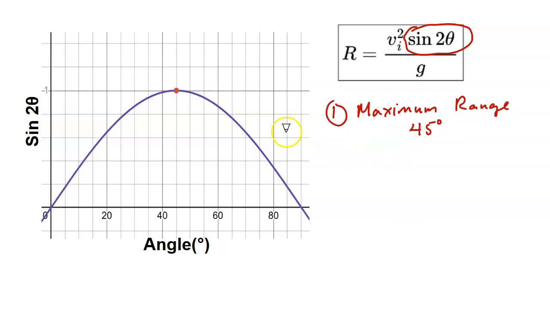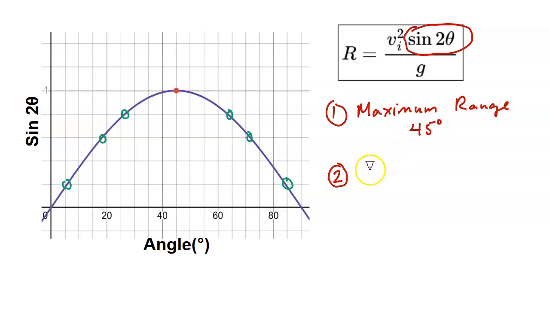Assuming there's no air resistance and no other forces, if you want to kick a ball the furthest or throw a ball the furthest, then you want to throw it at a 45-degree angle. Now, are there any two angles that have the same range? If you look at the graph, you'll notice that there is. There are a lot of them: over here, and over here, and over here. These angles will all give you the same range.